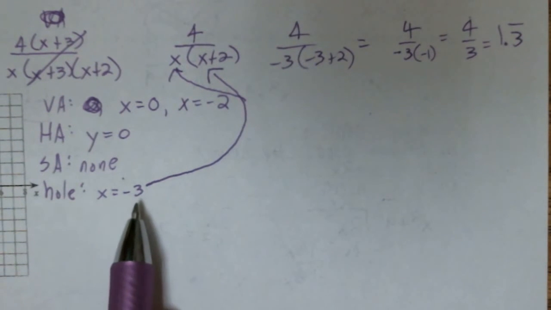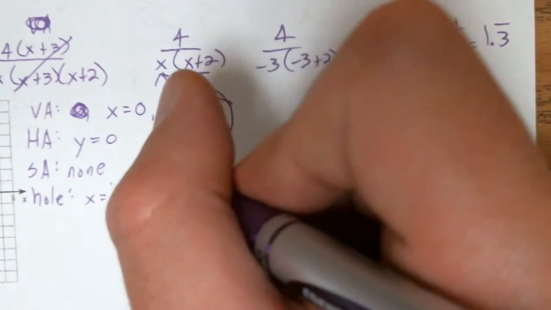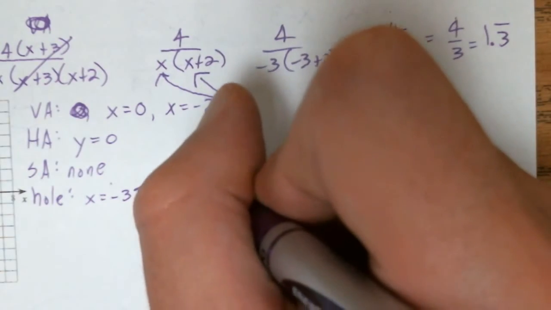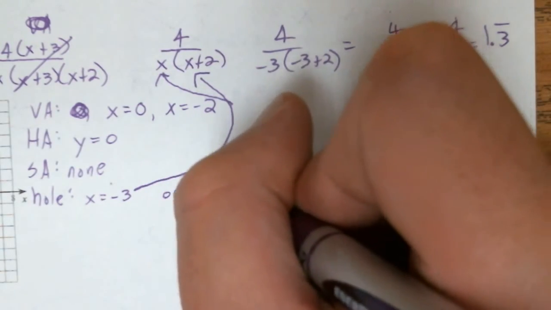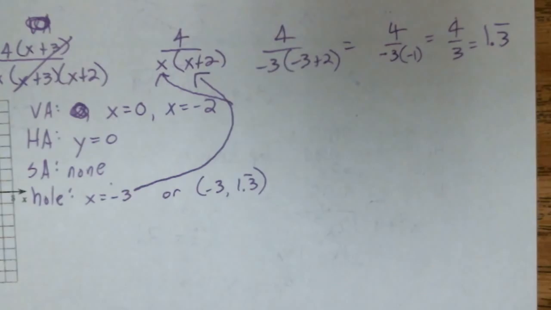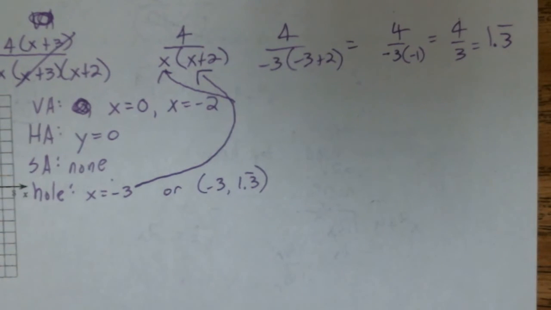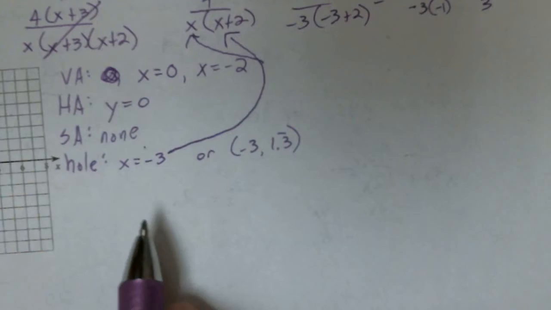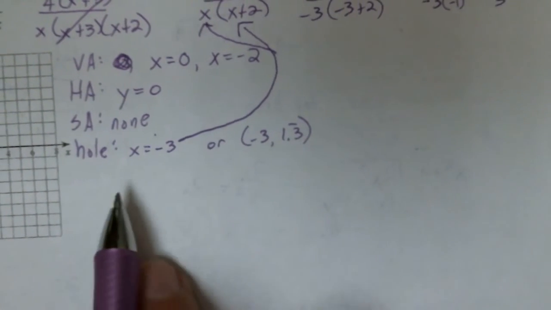However you want to list this as the hole is fine. If you want to write x equals negative 3, that's fine. Or I'm perfectly fine with you saying that the hole is negative 3, comma, the y coordinate of the hole, which is 1.3 repeating. All right, so that's the hole. Back up the video and watch that again if you need to.